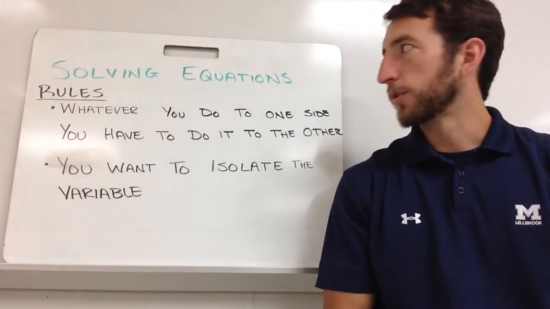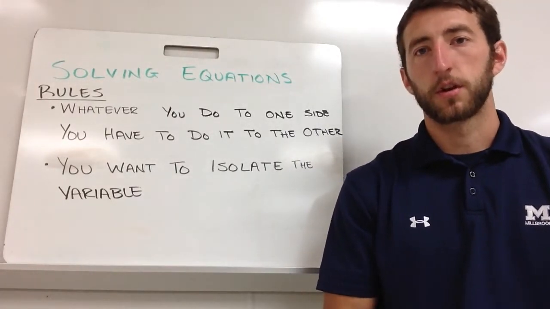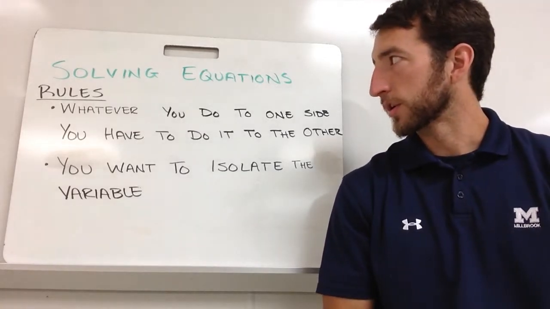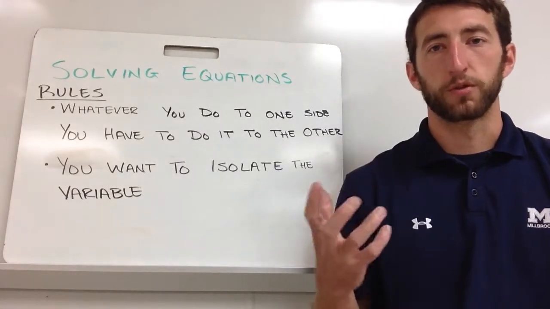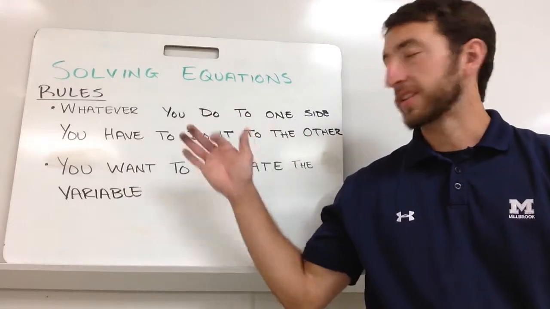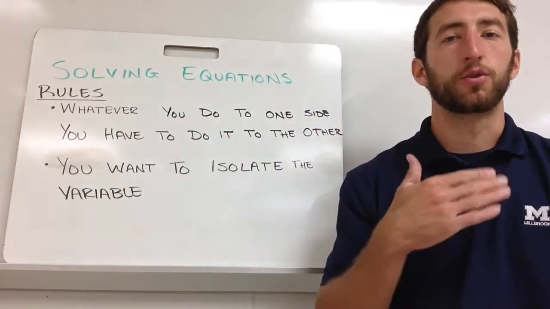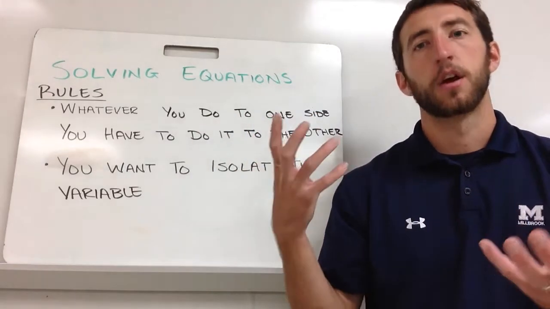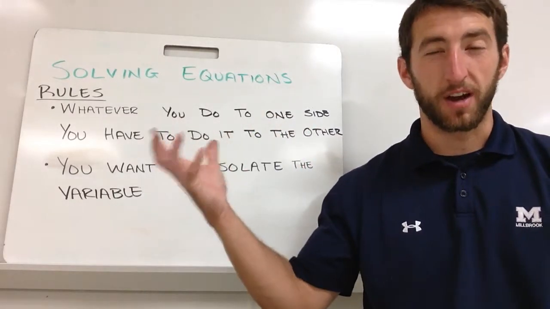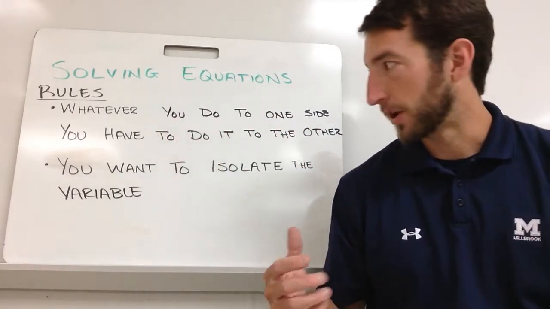Hey class, today what we're going to do is learn how to solve equations. There are a few rules that we want to go over. Whenever we solve equations, whatever you do to one side of the equal sign, you have to do to the other. So it's kind of like a balance. If we subtract 5 from one side, you have to subtract 5 from the other side.